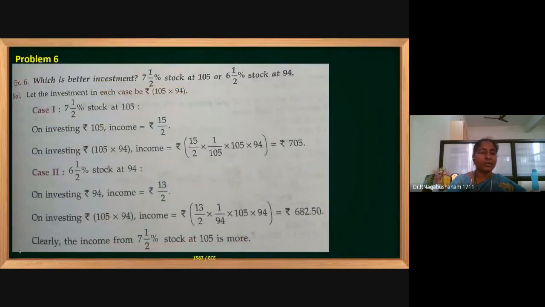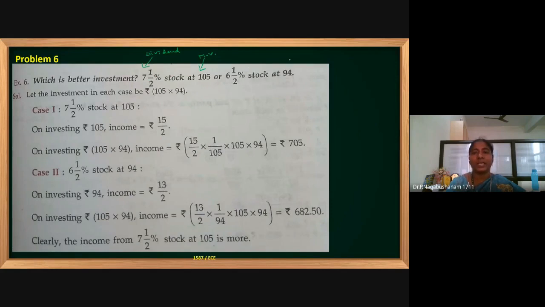So here we have two different cases. 7.5 rupees, 7.5 percent stock at 105, means this is the market value. This is the profit or dividend, the annual income, for one share. All these things are market value for one share, profit for one share. 7.5 rupees for 100 rupees deposit or face value.